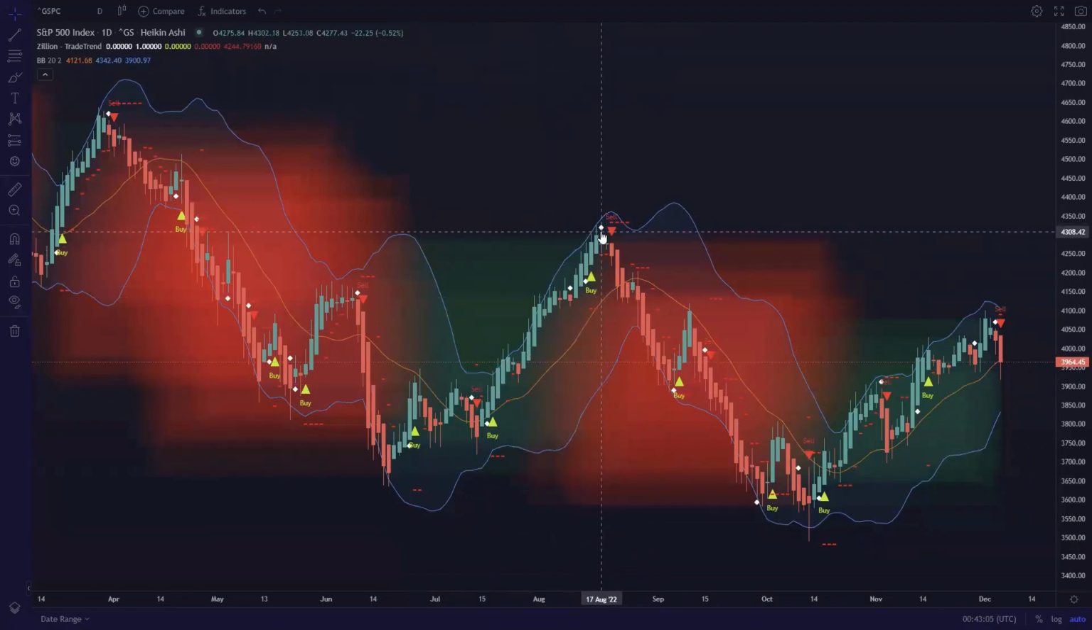Sell signal. This one came in on a green Heikin Ashi. You'll notice these two are indecision candles, so you can see they're kind of doji style candles. So I want to pay attention. I don't want to get in until I see a red Heikin Ashi. There it is, August 19th, and a confirmed triggered entry from trade trend. So this is another nice one.